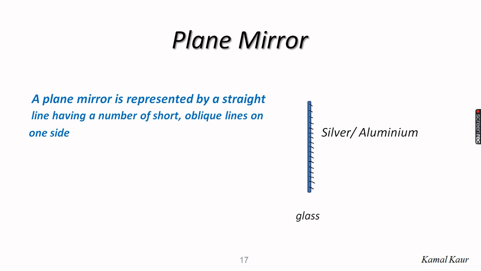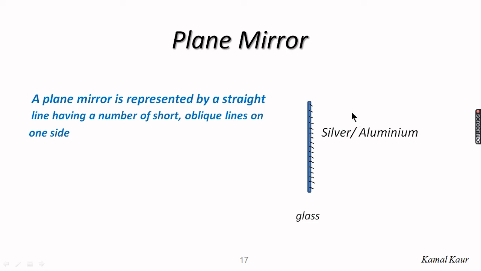Images can be obtained using mirrors. We will see the plane mirror first of all. To make a plane mirror, we take a thick sheet of glass and coat one side of it with silver. Silver is the best reflector of light, and it reflects almost all the light that falls on its surface. But silver can be easily scratched, so to protect it, behind the silver coating we put a coating of red paint also, and our mirror is ready. Silver is a bit costlier, so we can also use aluminium in place of silver. To represent a plane mirror, we draw a straight line having a number of short and oblique lines on one side.